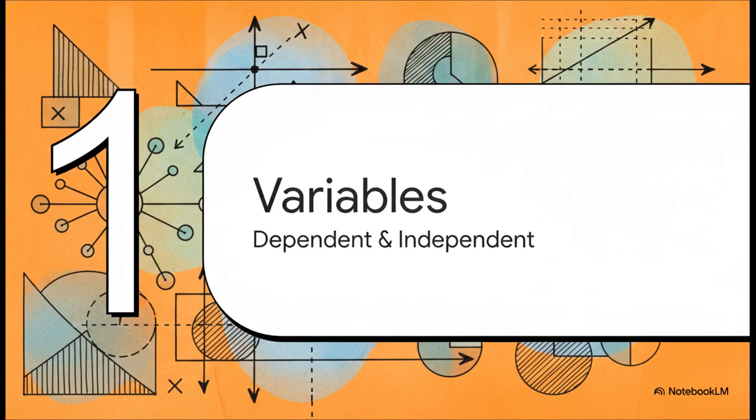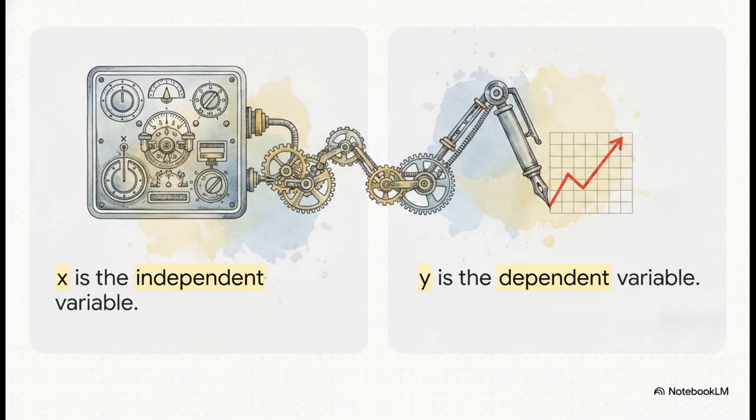All right, section 1. Variables, dependent and independent. Let's take a look at the relationship between our two main actors here. Over on the left, we've got the independent variable, which we almost always call x. Think of x as your input. It's like a dial you get to turn. You can choose absolutely any value you want for x. Then, on the right side, we have the dependent variable, usually y. And the value of y depends entirely on what you decided to plug in for x.